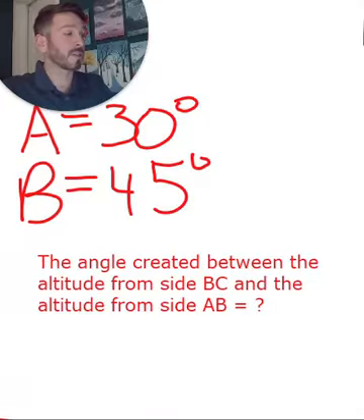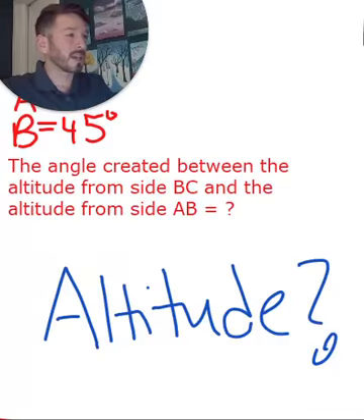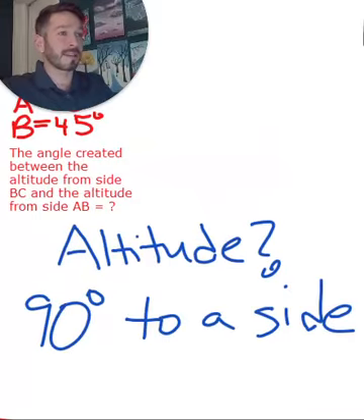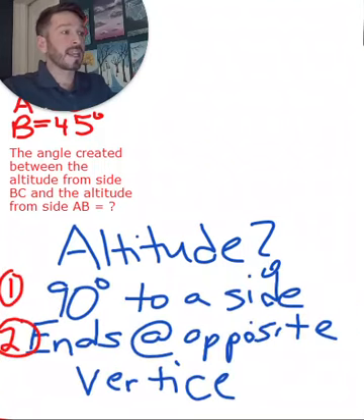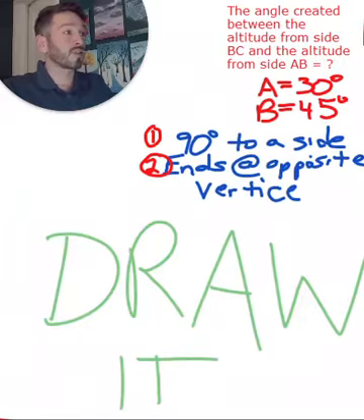Well, first things first, what is an altitude? An altitude is a line segment and it is 90 degrees to a side of a triangle and it ends at the opposite vertex. Those are the two requirements. So the first thing that we should do is draw it.